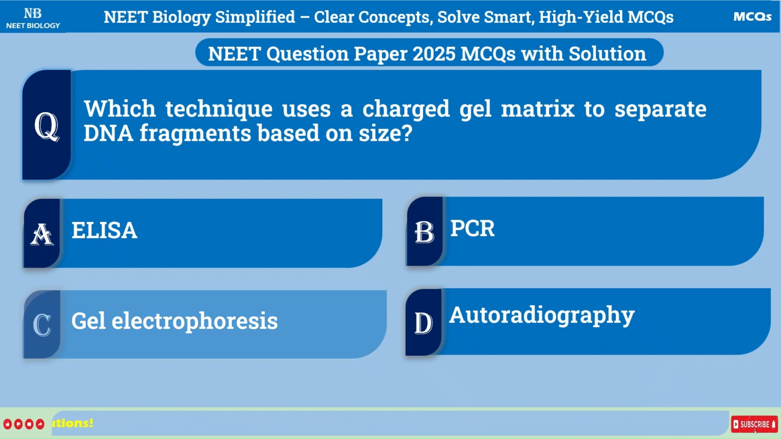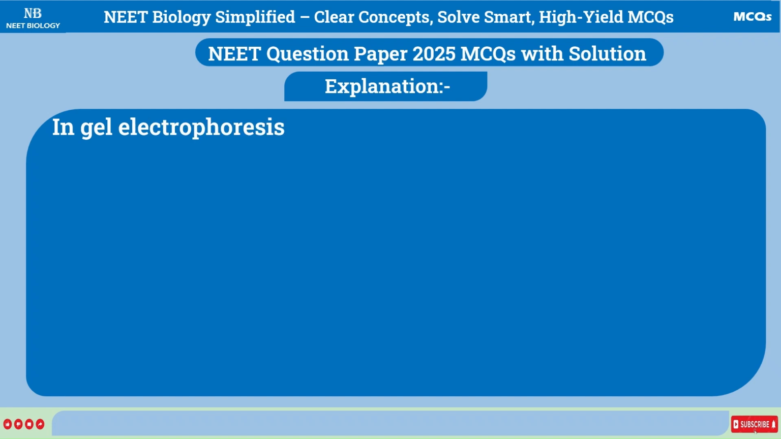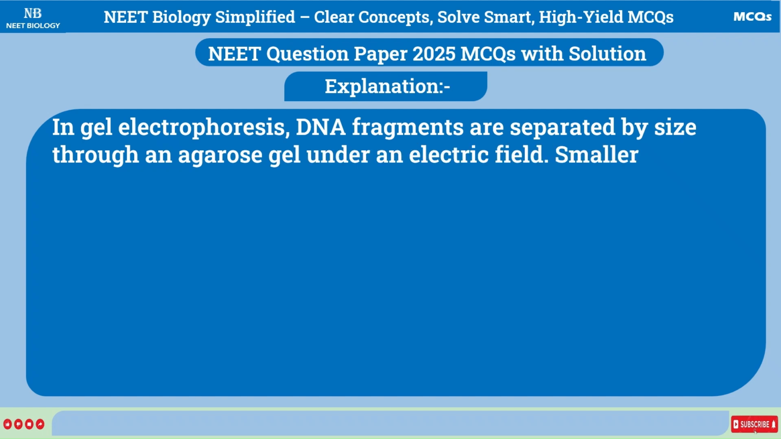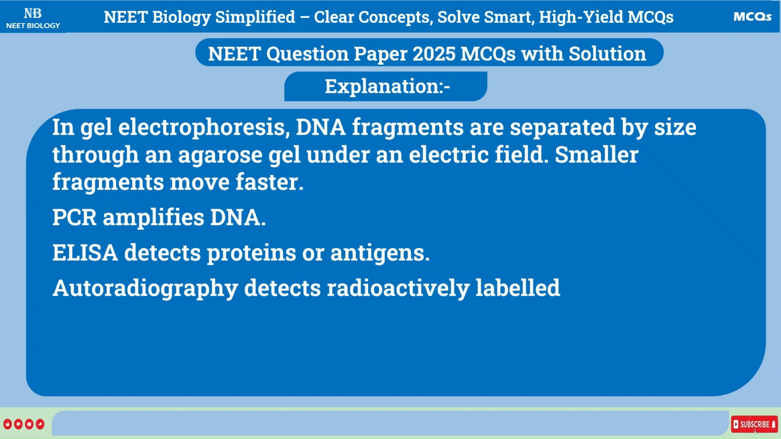Correct answer is C. Gel electrophoresis. Explanation: in gel electrophoresis, DNA fragments are separated by size through an agarose gel under an electric field. Smaller fragments move faster. PCR amplifies DNA. ELISA detects proteins or antigens. Autoradiography detects radioactively labeled molecules.